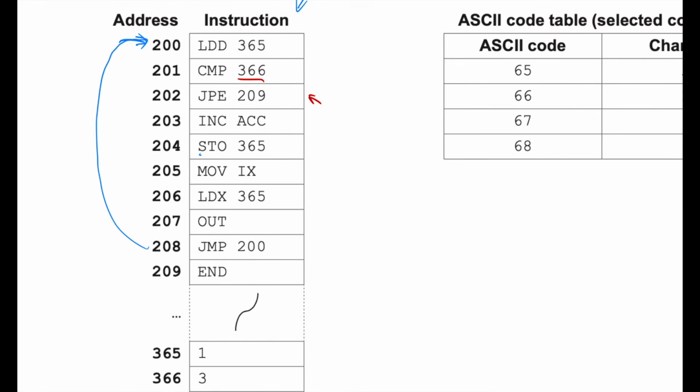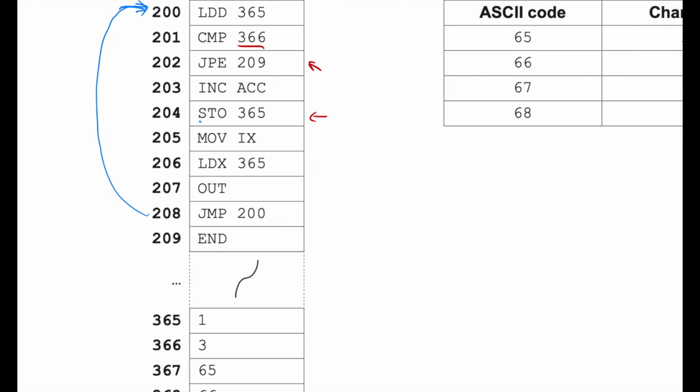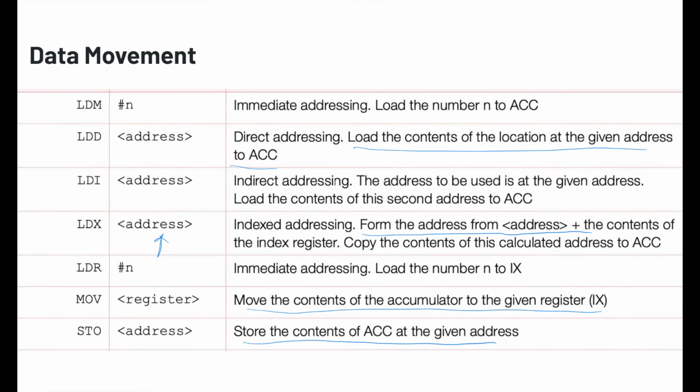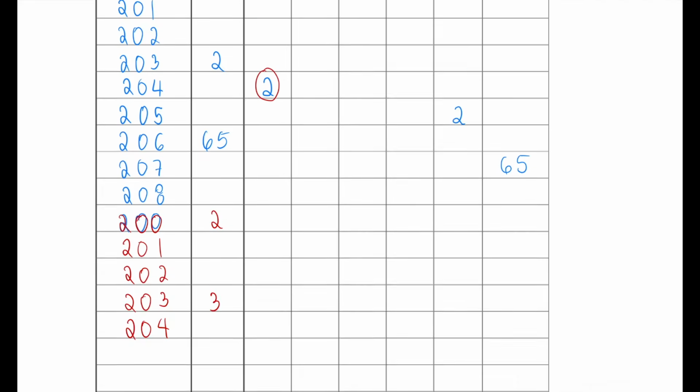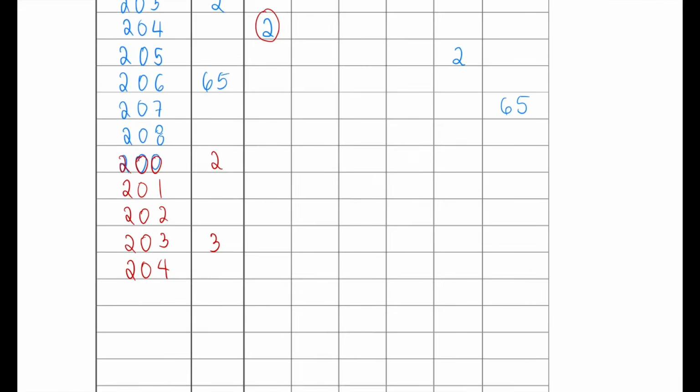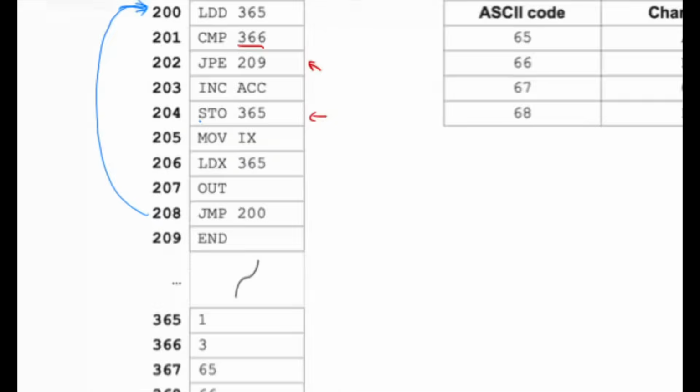And next, line 204, we're going to take whatever's in location 365 and store that in the accumulator. Let me just double check on that. So store the contents of the accumulator at 365, the given address. Right now we have 3 in our accumulator, so we're going to store that at 365. So that's going to become 3. Now that we've done that, we're going to move on.